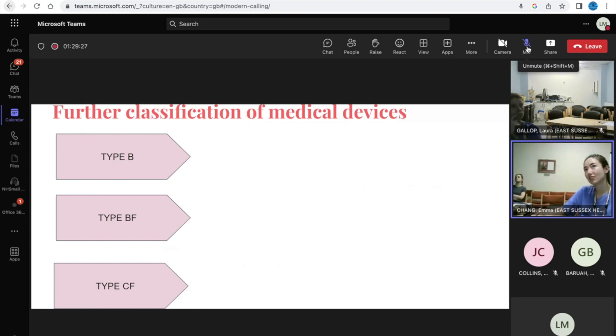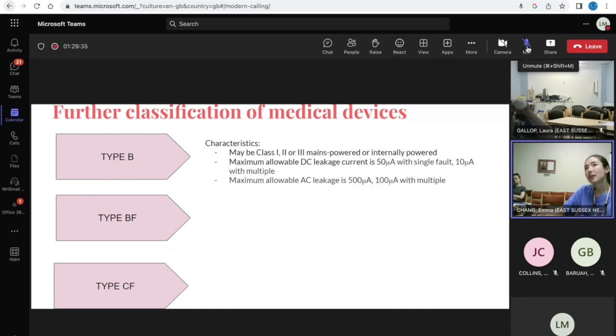And then there is further classification of medical devices, so type B, type BF, and type CF. The type B may also be mains powered or internally powered, and may also have the same safety features as I mentioned in the last slide. But they have different maximum allowable leakages. So, for example, the direct current leakage is 50 microamps for a single fault, 10 microamps with multiple faults. But with AC leakage, it is quite a lot more.